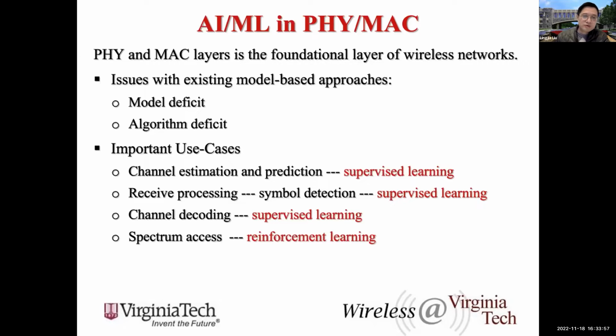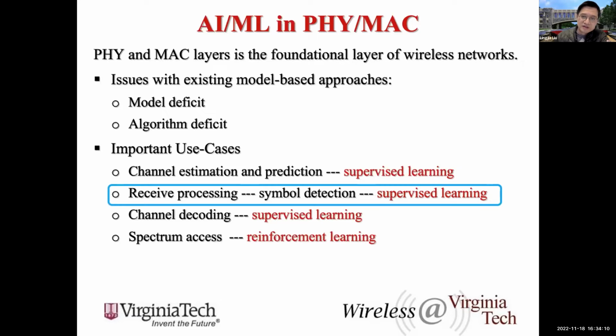Some of the important use cases in the physical and MAC layer are channel estimation and prediction, where you can use supervised learning, and also receive processing, signal detection, and channel decoding, and spectrum access, where you can apply reinforcement learning. In this particular talk, we focus on receive processing, which is the signal detection side.